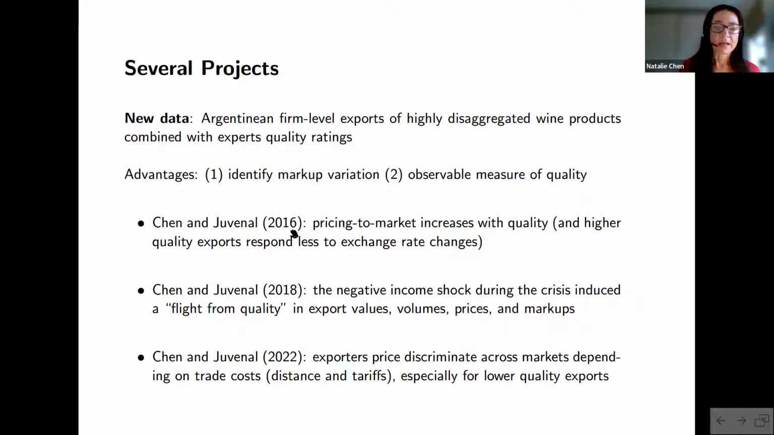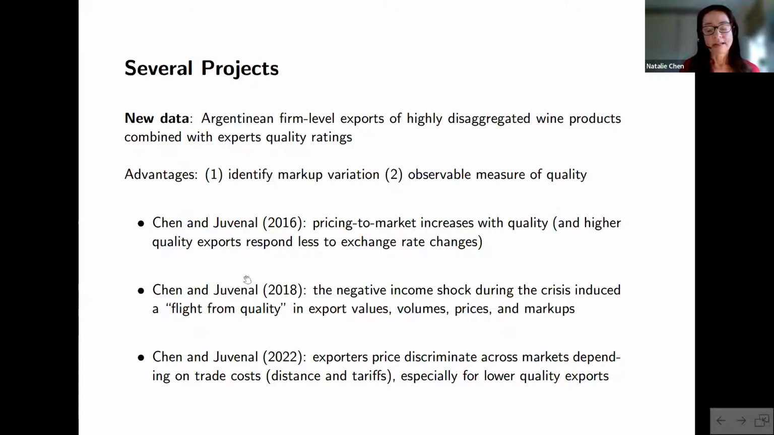In our 2016 paper, what we show is that in response to a real depreciation of domestic currency, exporters tend to increase their markups, especially for higher quality exports. So this means that the pass-through of exchange rate changes actually decreases with quality. And conversely, we find that higher quality exports respond less to changes in exchange rates.